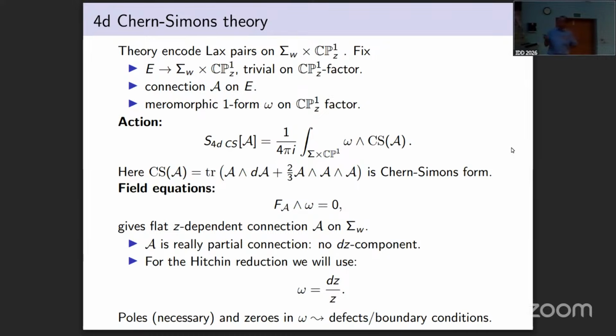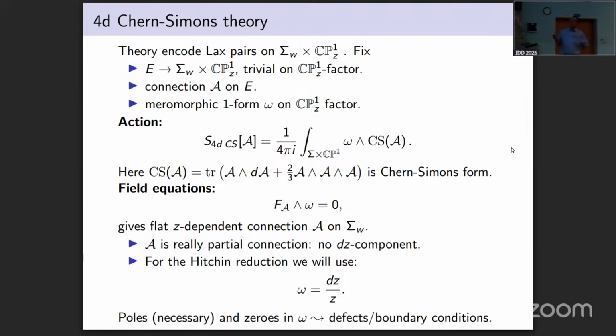So in the Hitchin reduction, we're just going to use omega is dz over z. But as I say, we have a pole: the way I've written it here, z equals 0, and 1 is infinity. And so we're going to have to find some way of dealing with that pole. I should say that we've assumed that this bundle is going to be holomorphically trivial on the CP1 factor. That's a generic statement if its Chern class is trivial in the CP1 direction.